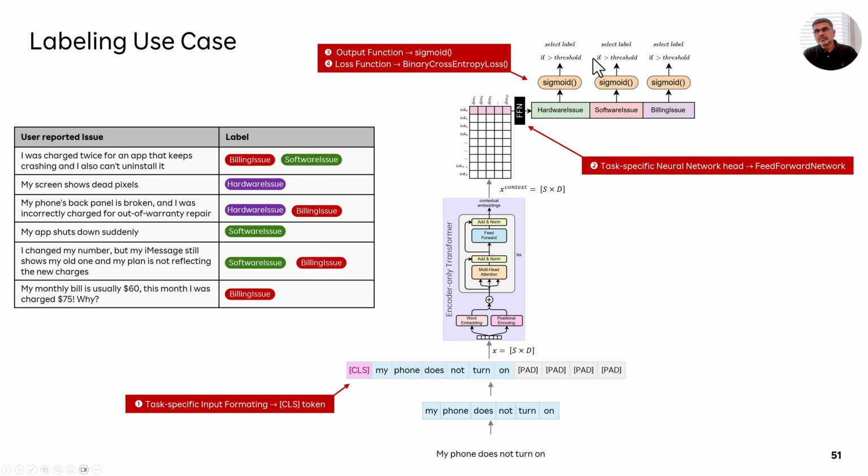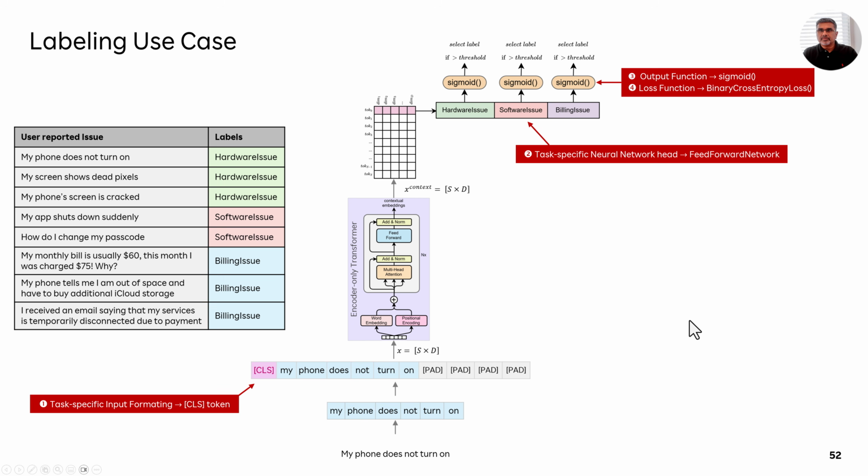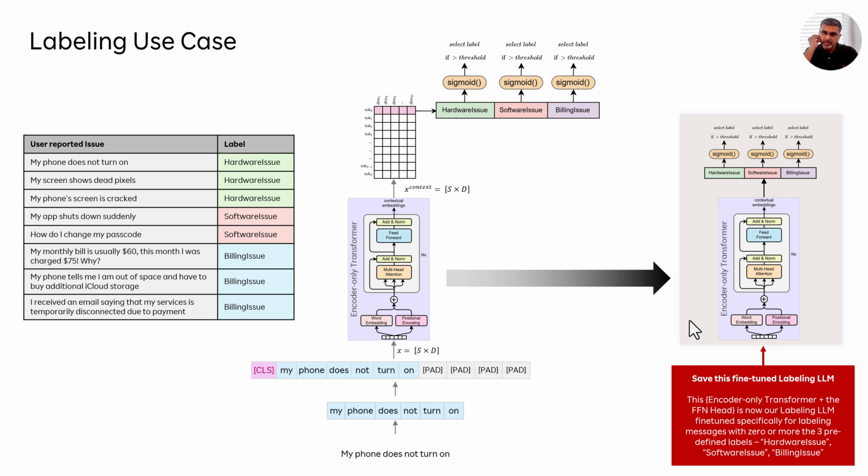Because I'm using sigmoid, my loss function becomes a binary cross entropy loss function. Once you have gone through multiple training samples, back propagating the loss and fixing the weights in this feed forward neural network head, as well as this already pre-trained LLM, and the loss converges down to near zero, I can now save my fine-tuned large language model and use it for labeling issues that are coming in.